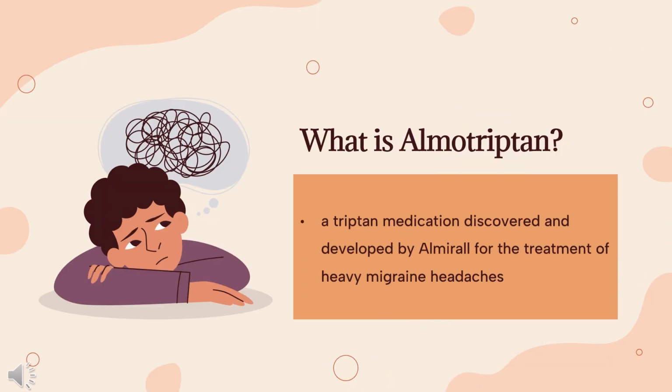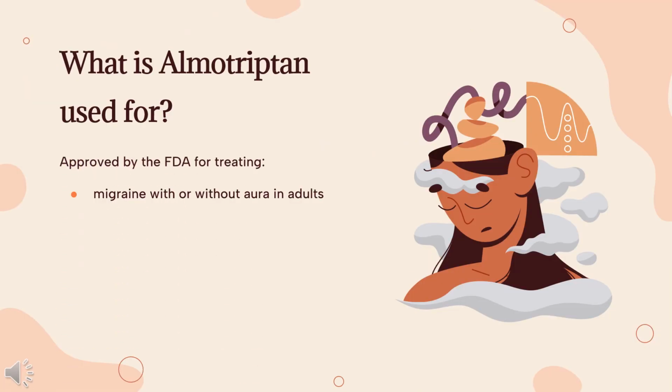What is almotriptan? Almotriptan is a triptan medication discovered and developed by Almirall for the treatment of heavy migraine headaches. It was patented in 1992 and approved for medical use in 2000. What is almotriptan used for? For the treatment of acute migraine headache in adults.